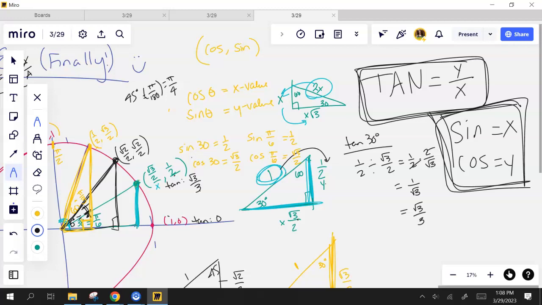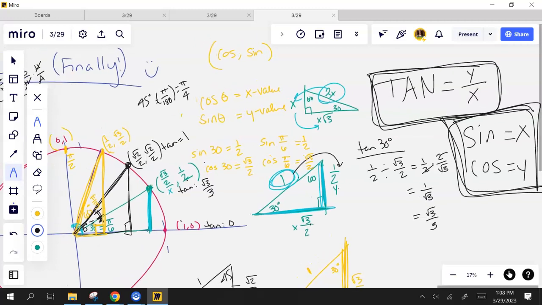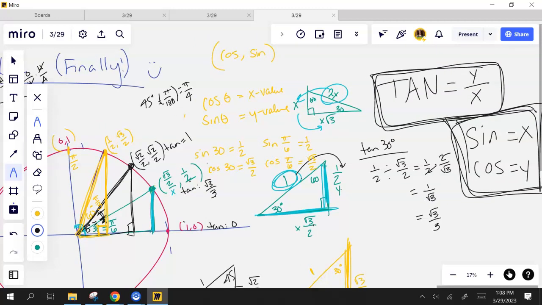All right, look at what's boxed in black there. The tangent is y over x. You take the coordinates. How about the next one? It's just one, if you divide anything by itself.